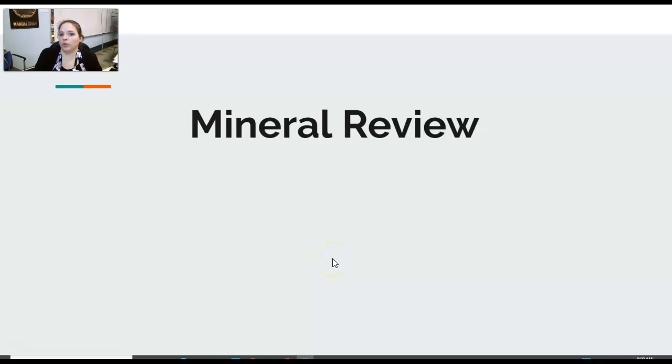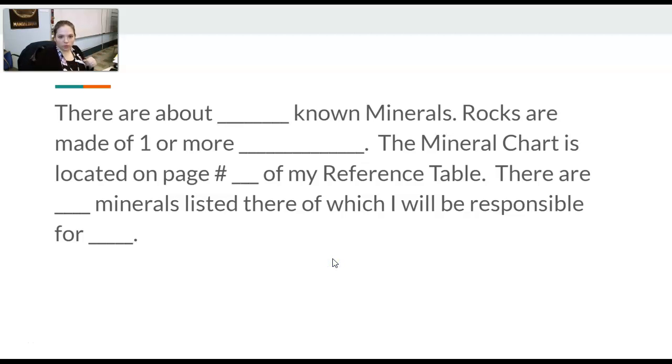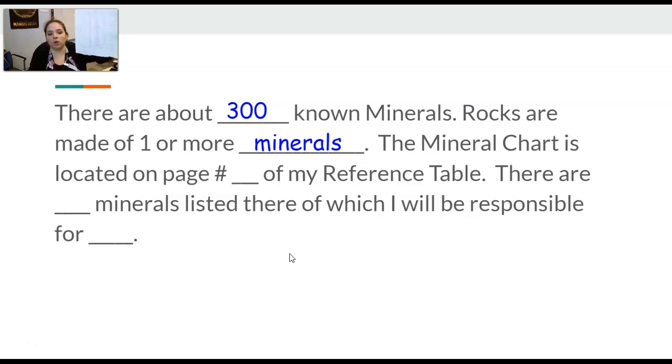All right, here's the mineral review. Okay, so learning from last time, maybe a little bit more. There are about 300 known minerals, and rocks are made of one or more of those minerals. The mineral chart in your reference table is located on the back or page 16. There are 21 minerals listed, which you will be responsible for 10.